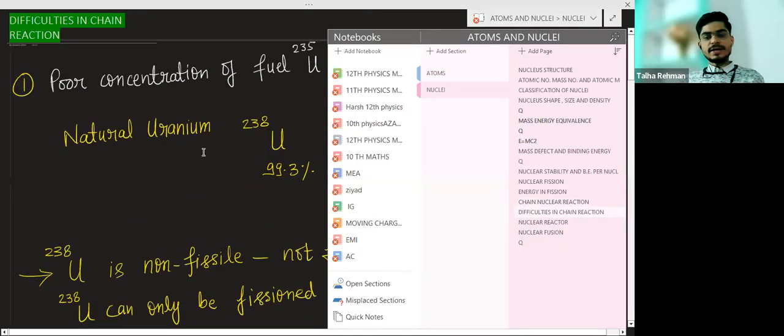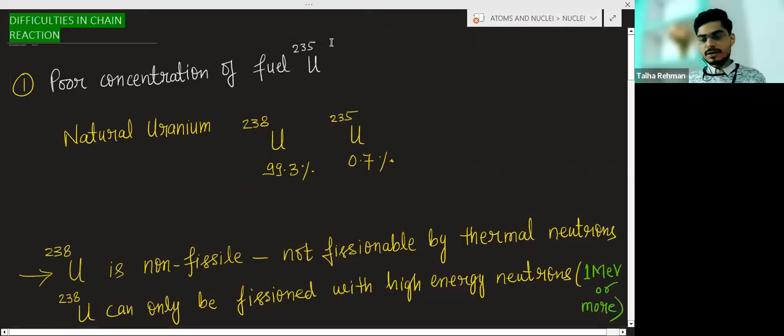Okay. Now there are some difficulties in the process of chain reaction. Number one, poor concentration of uranium 235. So in nature, uranium is found in two forms: uranium 238 and uranium 235. Basically, uranium 238 is 99.3% in nature, and uranium 235 is 0.7%.